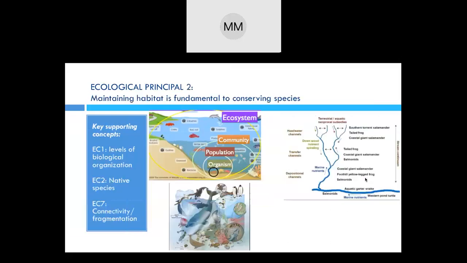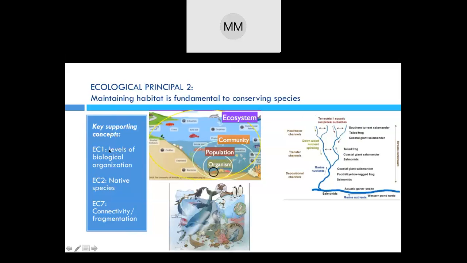So the second part that we'll be looking at is ecological principle 2, which is maintaining habitat is fundamental to conserving the species. So we were looking initially at the population level because the population level looks into the genetic diversity, but that genetic diversity needs to be conserved on the habitat level. So hence, the habitat level again looks into levels of biological organization because if that species is very endemic to that area, obviously you want to look into the levels of organization as to which kind of ecosystem.